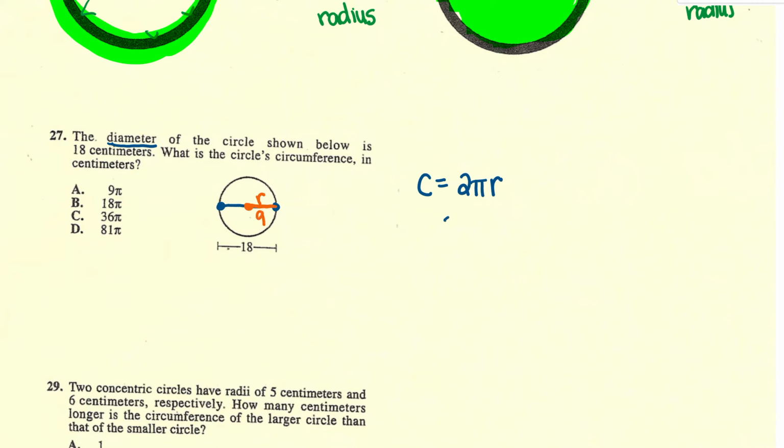And then I'll come over here and say 2 times pi times 9. And 9 times 2 is 18. And just bring that pi along. So B is the answer.